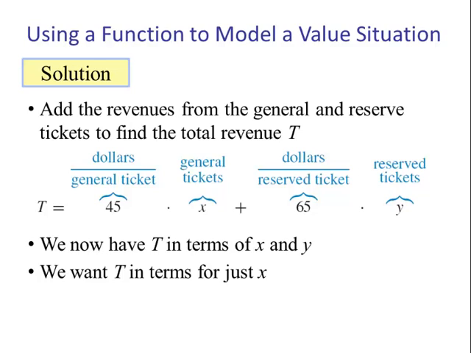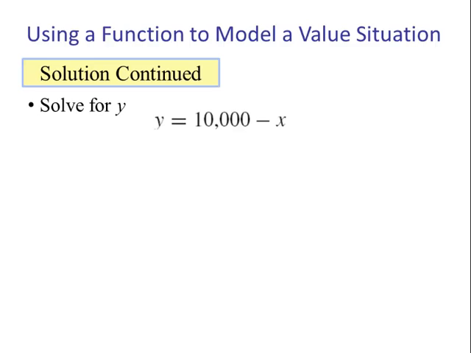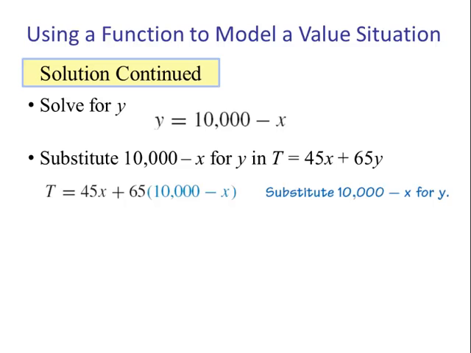Now if we can put T in terms of X, then we will have one equation with only one variable, X. The total number of tickets sold for a sellout is 10,000. So X plus Y equals 10,000. Solving for Y, we have Y equals 10,000 minus X. If we substitute 10,000 minus X for Y into our first equation, we will have one equation with nothing but X's. So we have T equals 45X plus 65 times the quantity 10,000 minus X.